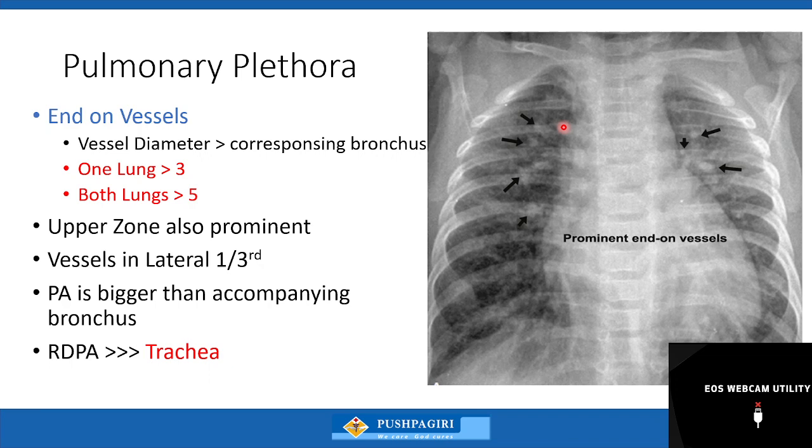It's a definition for pulmonary plethora. Then the upper zone will be prominent. That is, normally the vascularization in the upper zone you don't see. Normally the vessels go down the room, you remember, as a circular cut section. Normally the cut section is not there. So that is why you get a circular shadow.